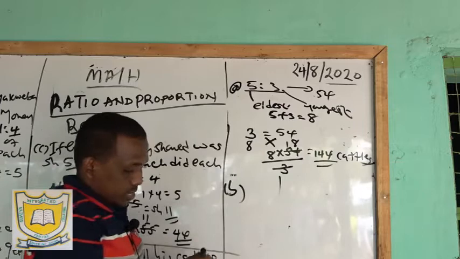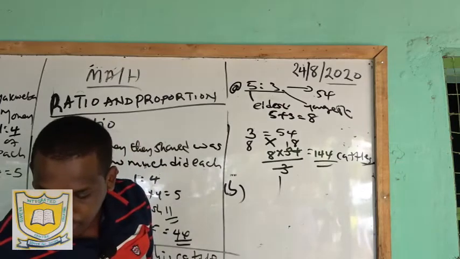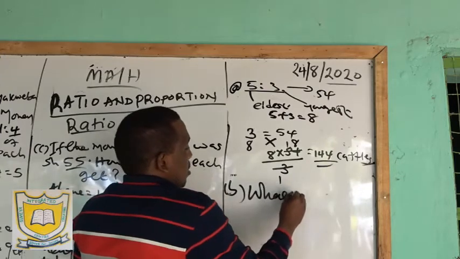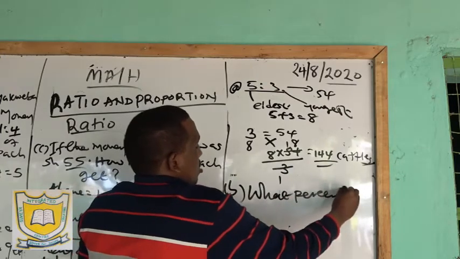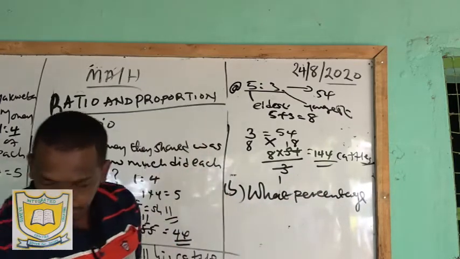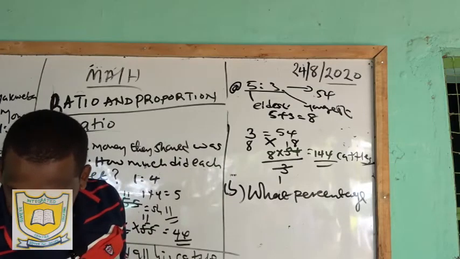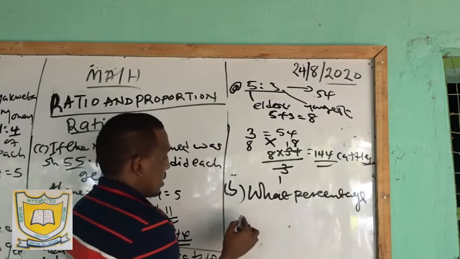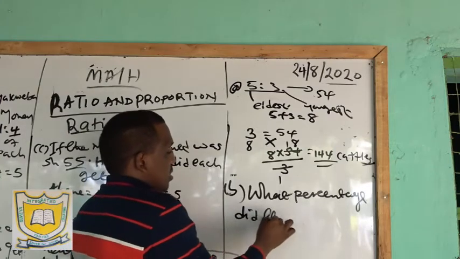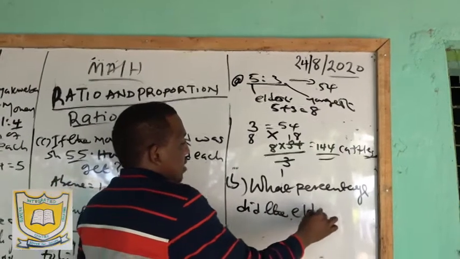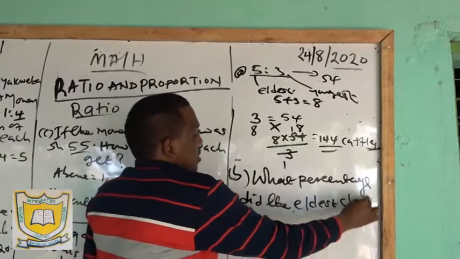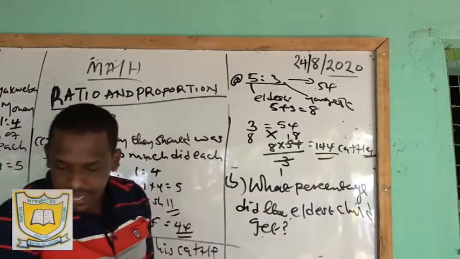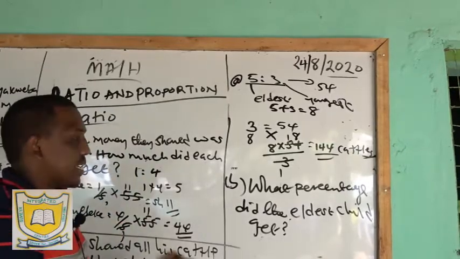Question B, you are told, what percentage of cattle did the eldest child get? What percentage did the eldest child get?